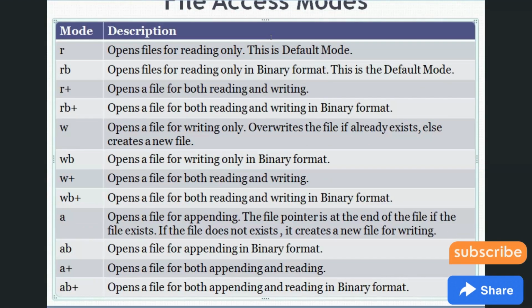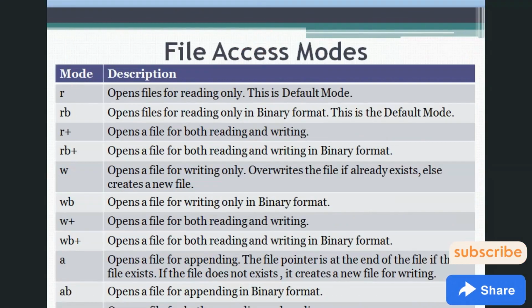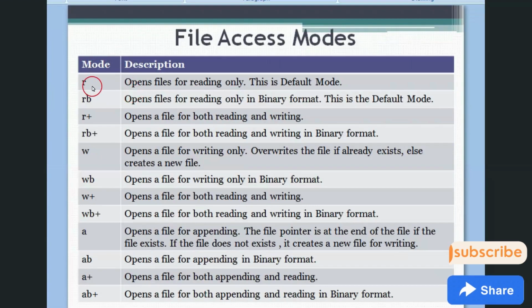These are the file access modes. We have many file accessing modes. The first mode is R mode. It opens a file for reading only, and this is your default mode. The next one is RB. B represents the binary format, so it opens the file for reading only in binary format, and this is the default mode for binary files. Wherever the B is there, it represents binary mode.